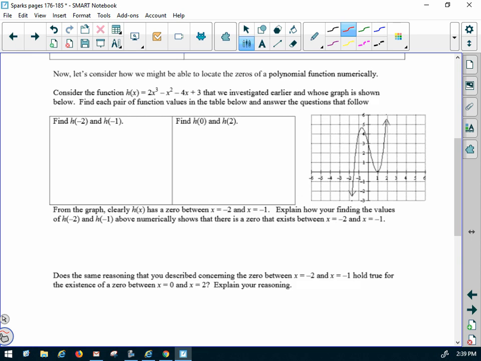Consider this function. Now, we talked about this function earlier. Graph is here. Find each pair of function values in the table below and answer the following questions. Here's what I want you to do. I want U3 and U4 to find h of -2 and h of -1. I want the rest of you guys to find h of 0 and h of 2. Now, you guys are thinking you got the easy part because you got h of 0. Well, go.